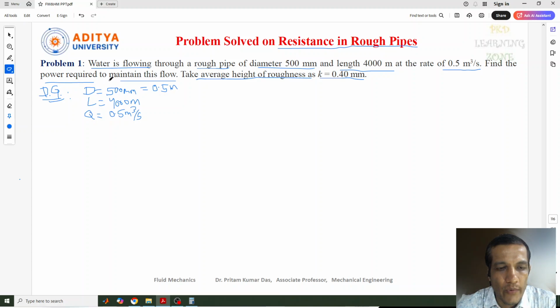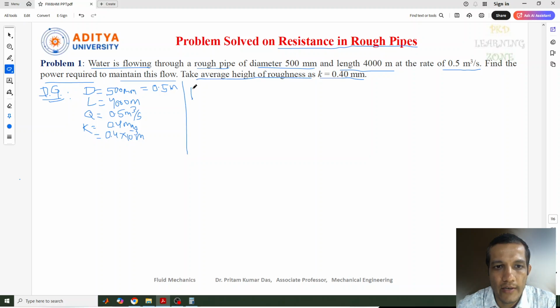Find the power required to maintain this flow. The average height of roughness is k equal to 0.4 millimeter. This we can convert into meter by writing 0.4 into 10 to the power minus 3 meter. So first let's see what needs to be calculated here.